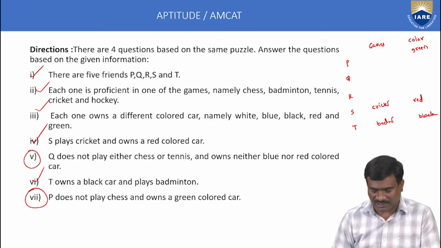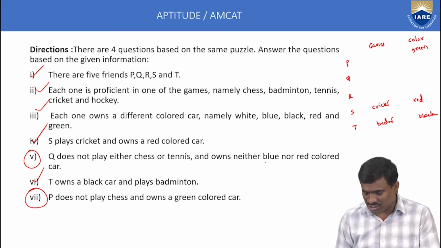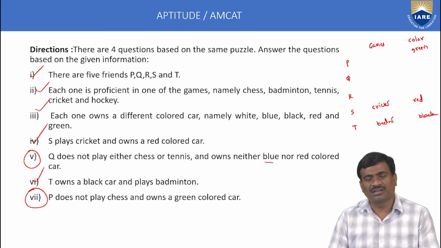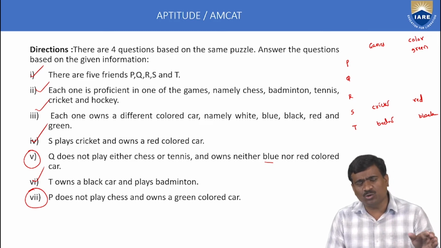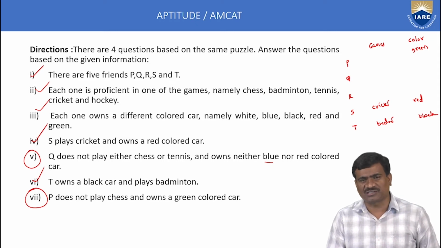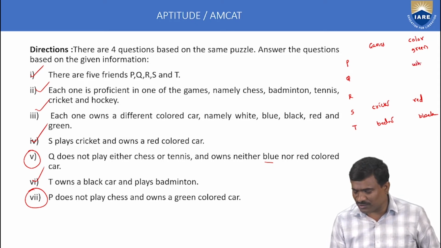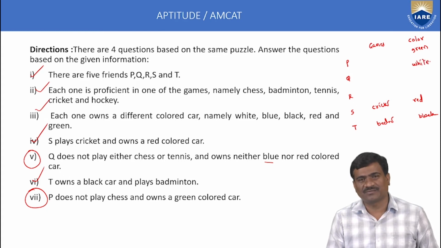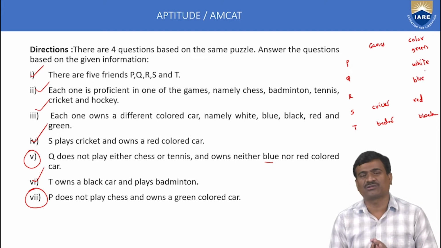Now check the fifth point, the color condition. Q owns neither blue nor red, so these two are not possible. There are a total of 5 colors, 3 colors completed, and blue is also not possible. The remaining possibility is only white, so Q color is only white. Green, white, red and black are completed. The remaining color is only blue, so R color is only blue. This is called the color concept.